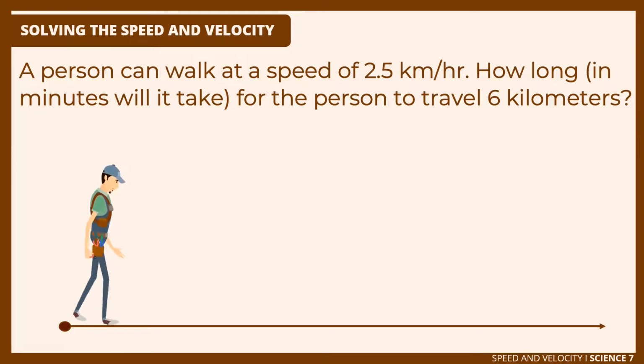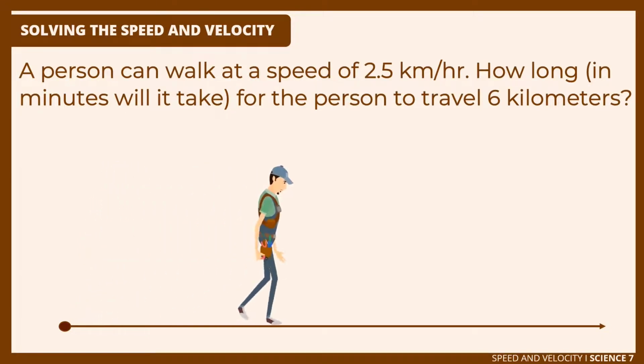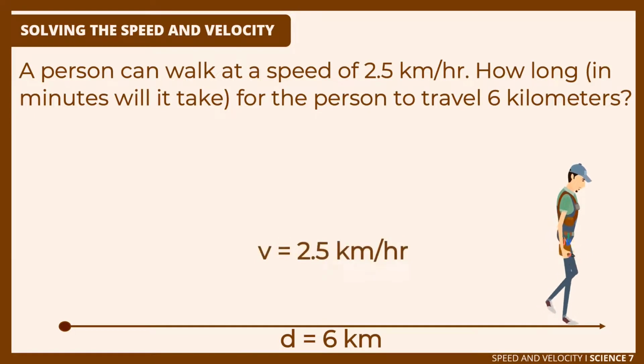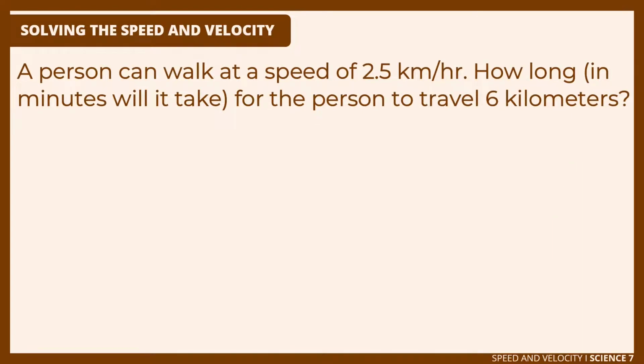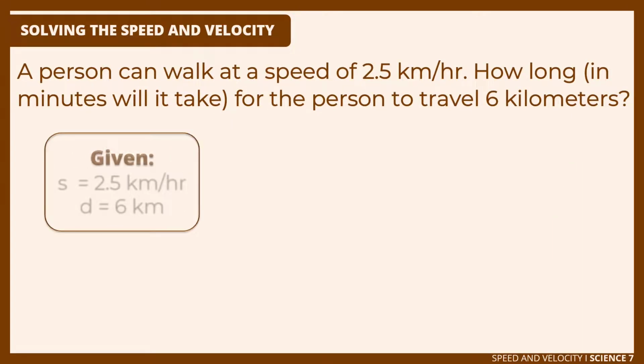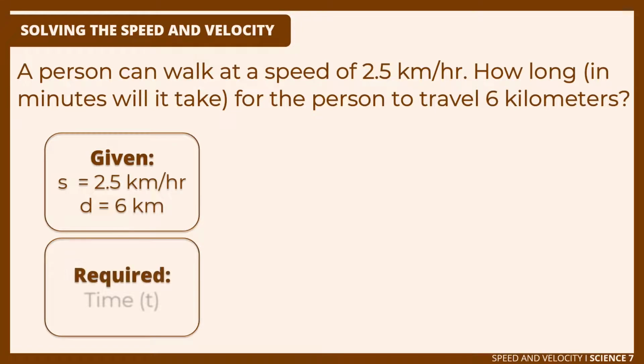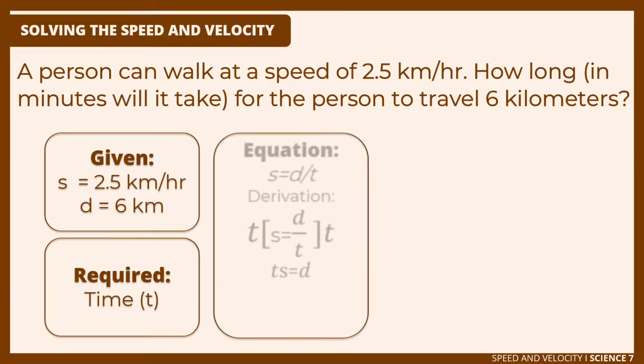A person can walk at a speed of 2.5 kilometers per hour. How long in minutes will it take for the person to travel 6 kilometers? Using the format, the given are 2.5 kilometers per hour, which is the speed, and 6 kilometers, which is the distance. Required: we are asked to look for the time in minutes. Equation: since the two previous formulas we used are not suitable to this problem, we need to derive the working formula again.